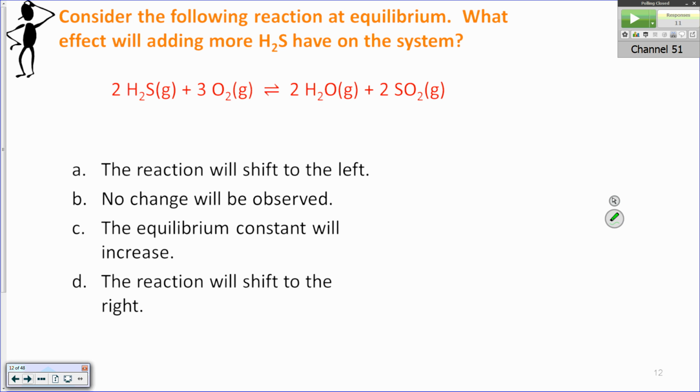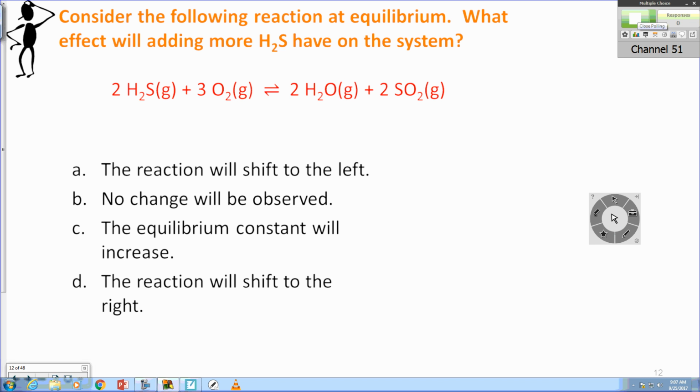Okay, so in this reaction, this is Le Chatelier's principle. So you've got hydrogen sulfide and oxygen in equilibrium with water and sulfur dioxide. And I want to know what's going to happen if you add more hydrogen sulfide to it. How's it going to respond?